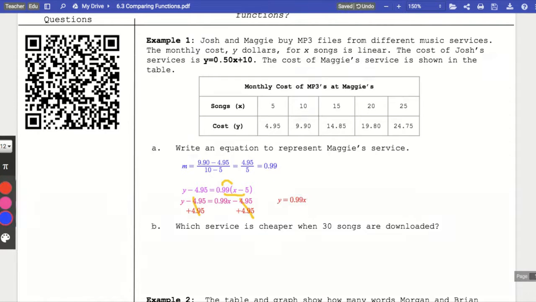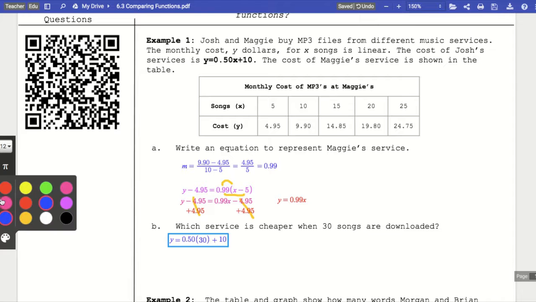So I'm going to do it first over here. So remember, y equals 0.50 times 30 plus 10. And then I'm going to set it up over here because I need to do it for Maggie's equation, which is 0.99x.